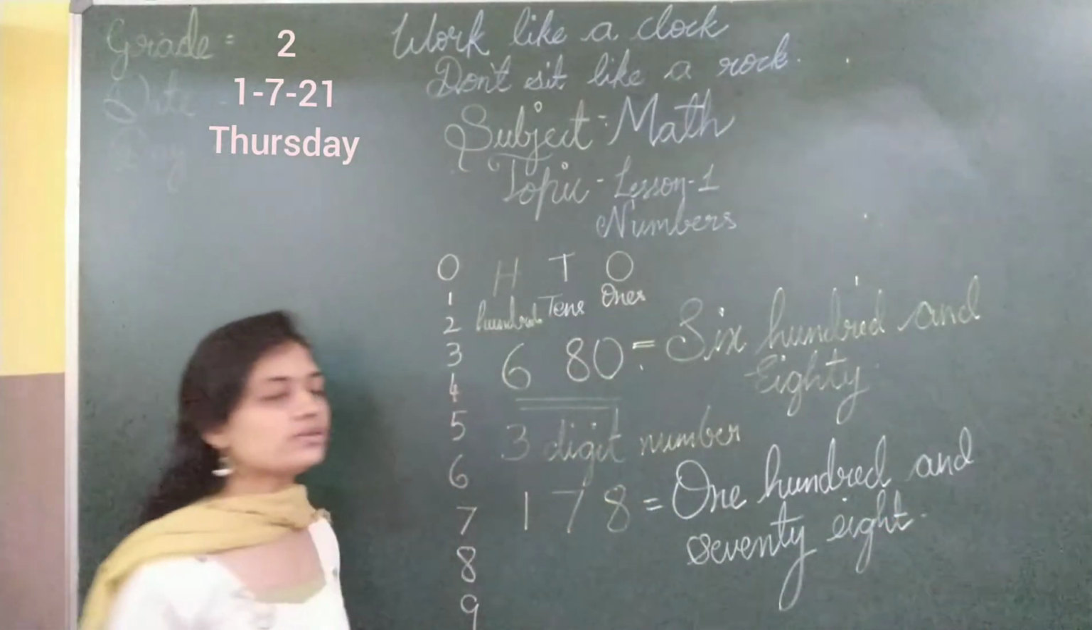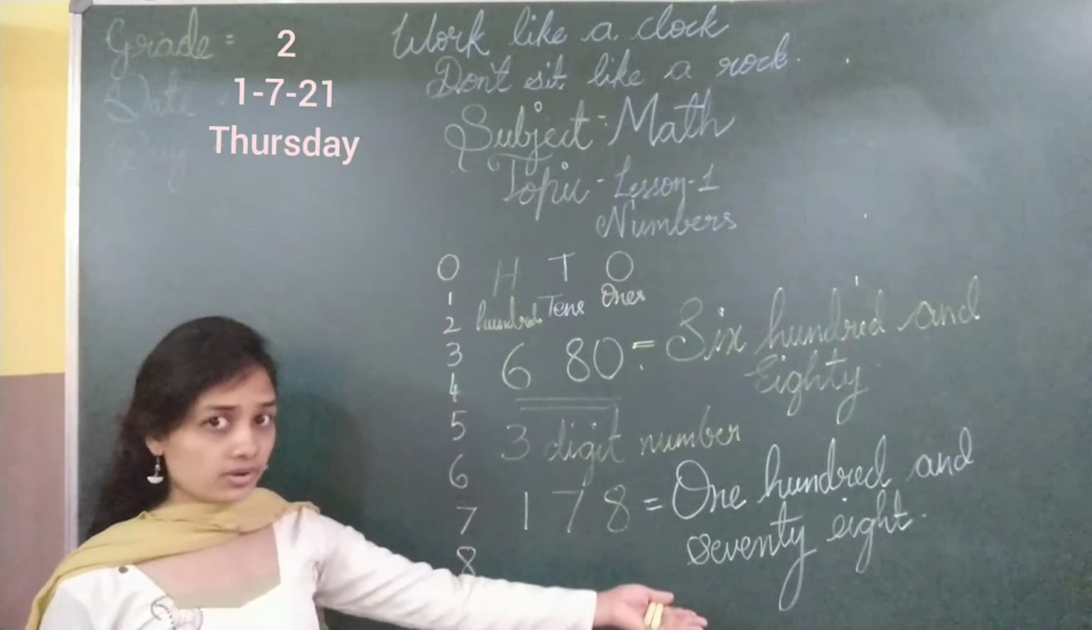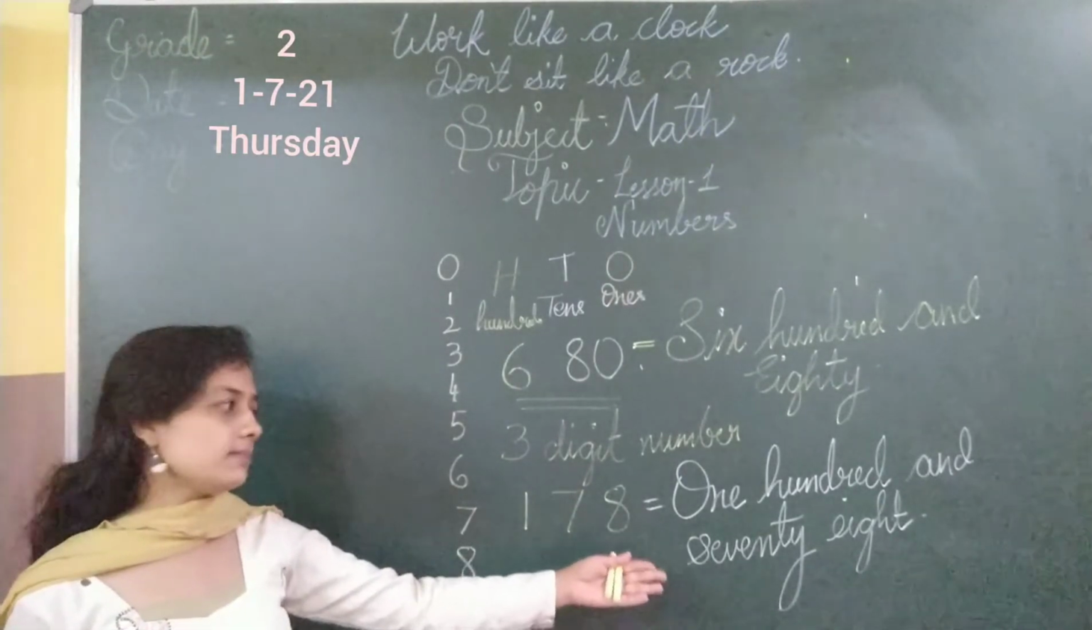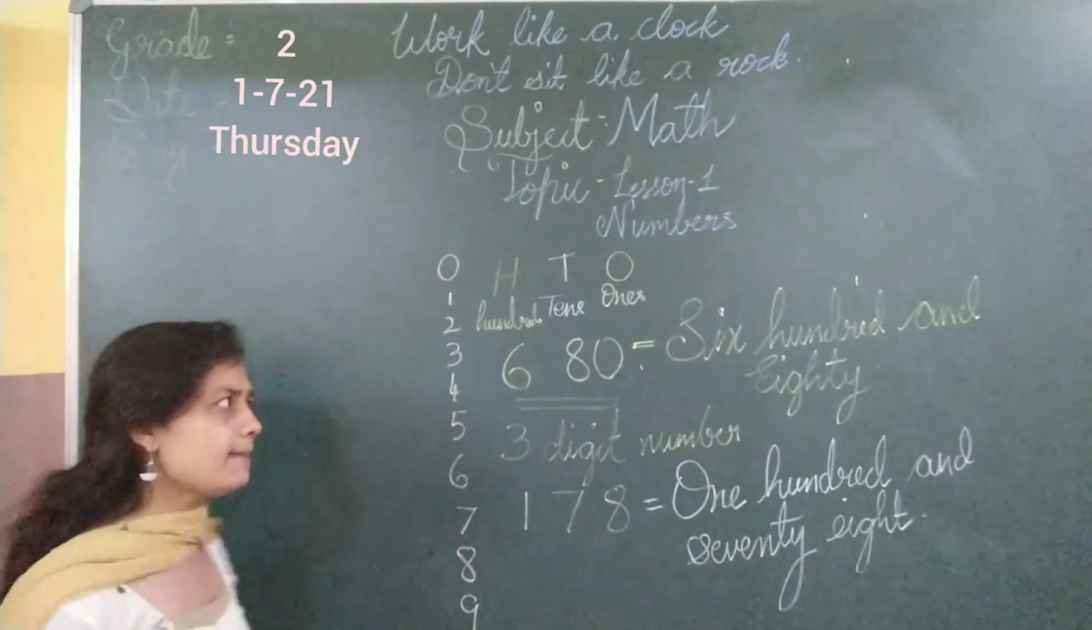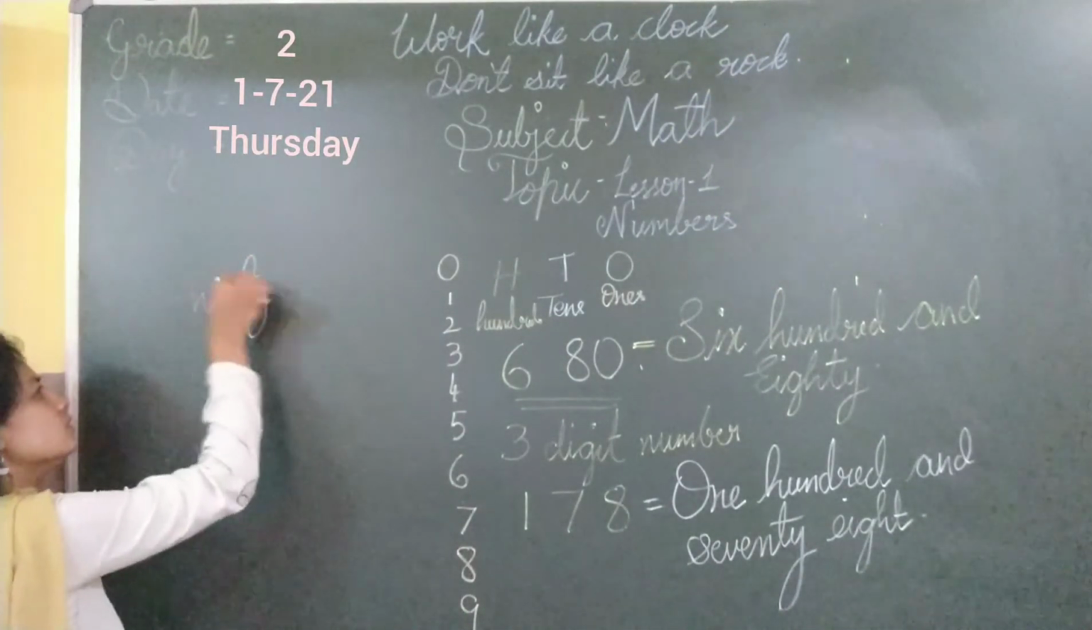This is how we are going to write the numbers in words. If I give you the words, can you write the number by seeing the words? For example, I give you 94.